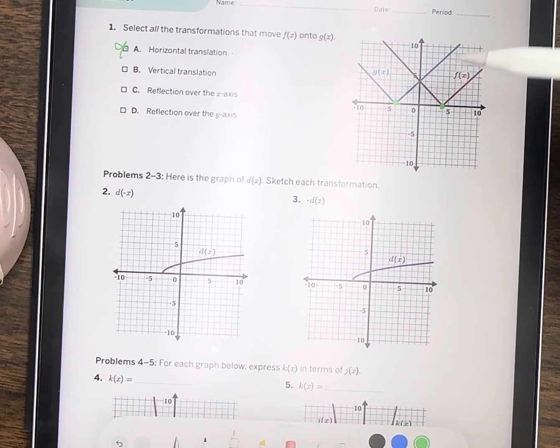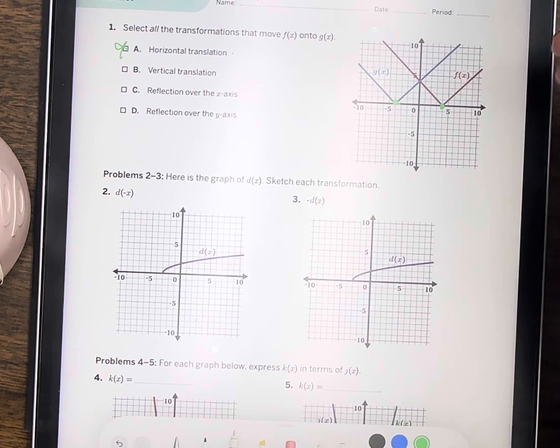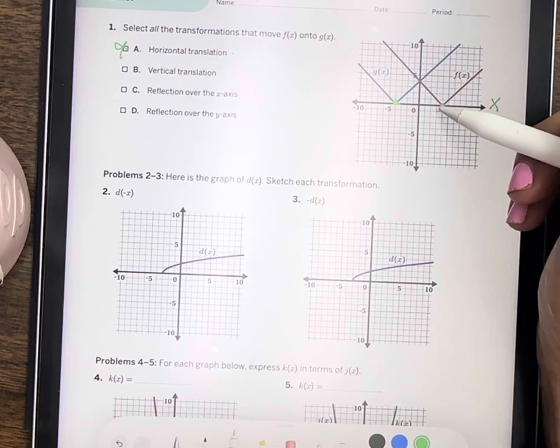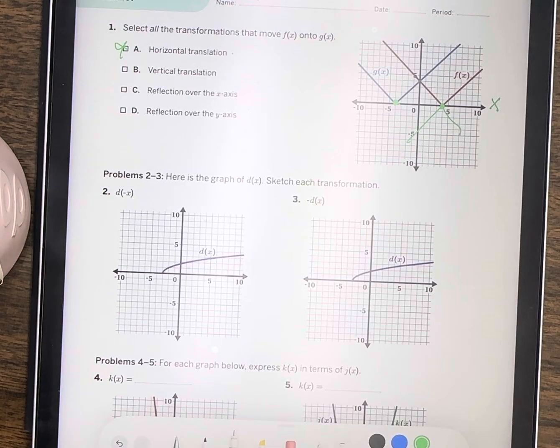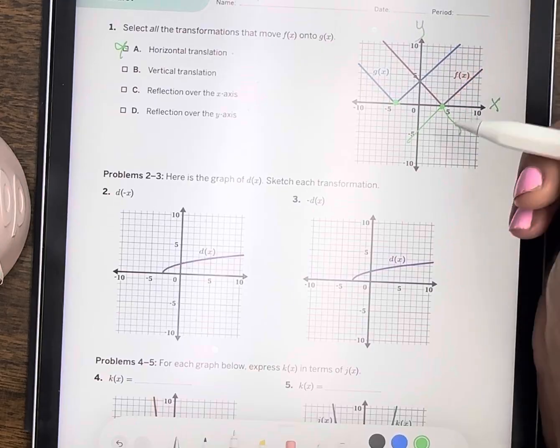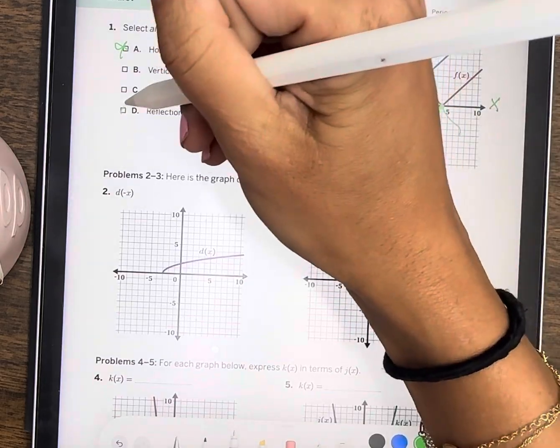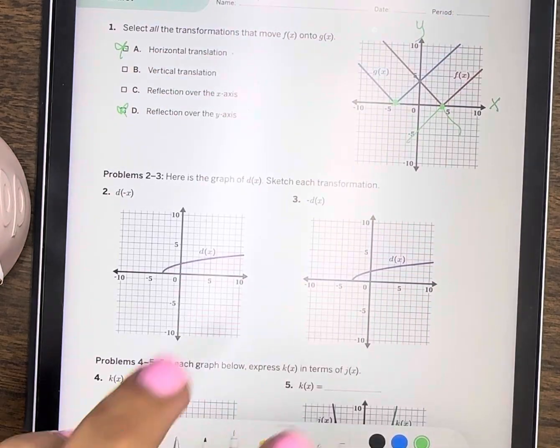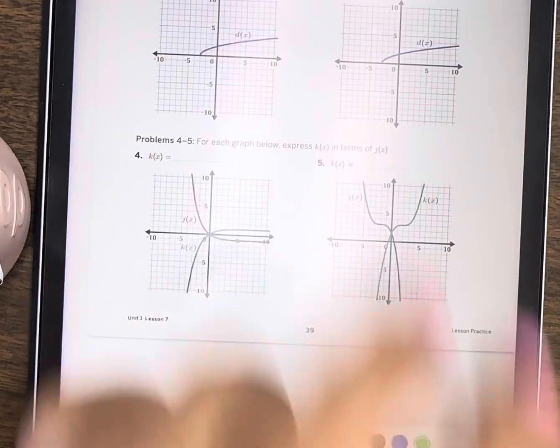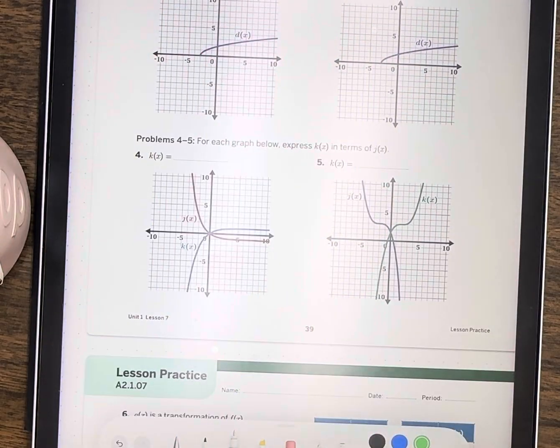Could I do it by reflecting it over the x-axis? Remember, x-axis is right here. Reflecting over the x-axis is going to look like that. Again, I don't see how that's going to work. But reflecting over the y-axis, totally. All right? So now we're going to try it, all right?